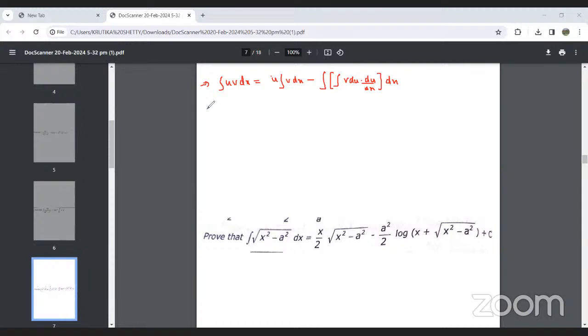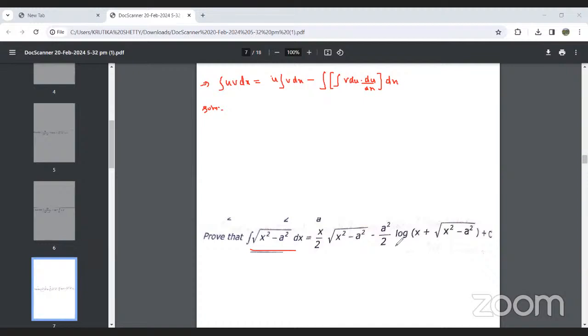In the solution part, we are considering the LHS. The property here is integration of root of x square minus a square dx is equal to x upon 2 root of x square minus a square, minus a square upon 2 log of x plus root of x square minus a square, plus c. This we already know.